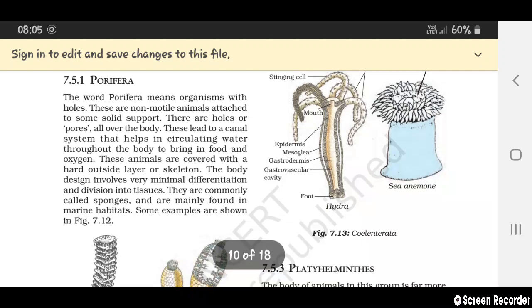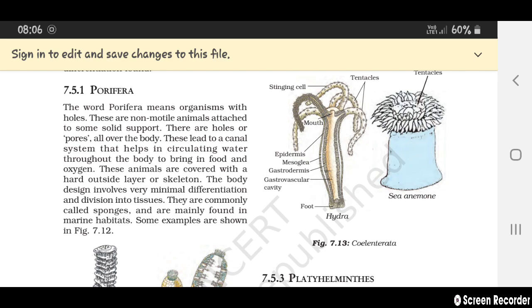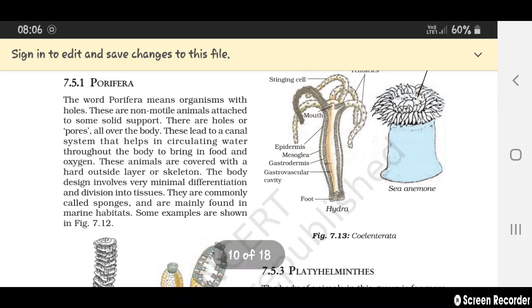First is porifera. The word porifera means organism with holes. The organism that has small, tiny holes is called porifera. These are non-motile animals attached to some solid support. And there are holes or pores all over the body.